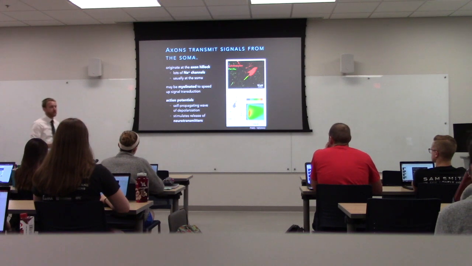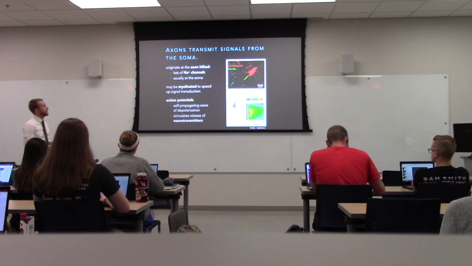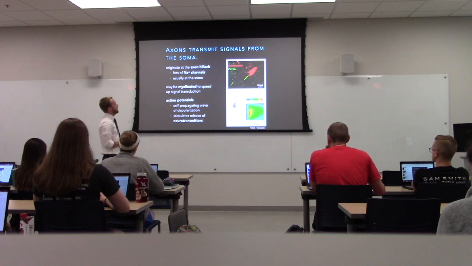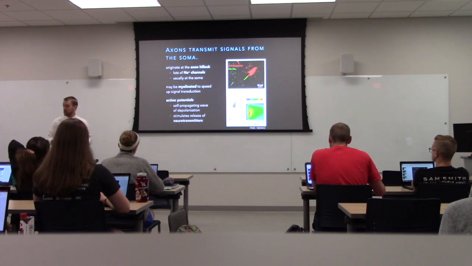More on that in lectures 2 and 3. No, lectures 3 and 4. Sorry. Lectures 3 and 4 are all about that. Now the axon can be myelinated to speed up signal transduction, so the action potential moves more rapidly. We'll talk about why that's the case in lecture 4.